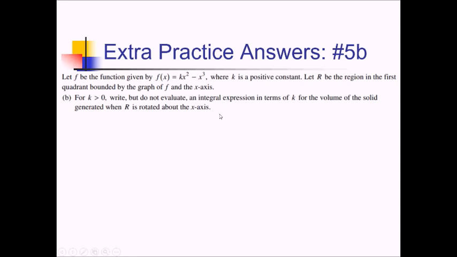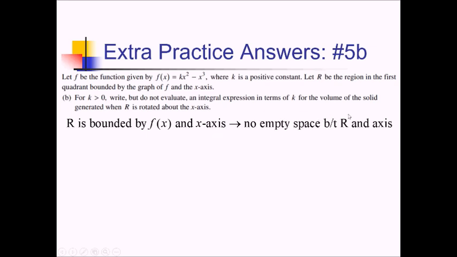To figure out, we have to see if there's any kind of space between the region R and the axis of revolution. Since R is being rotated around the x-axis, and R is bounded by the graph of f and the x-axis, since the x-axis is both one of the boundaries and the axis of revolution, that means there's actually no space between R and the axis. So that means we are going to use discs rather than washers.